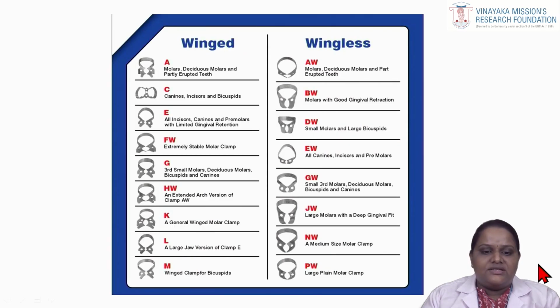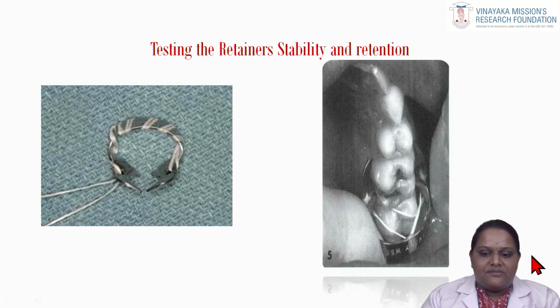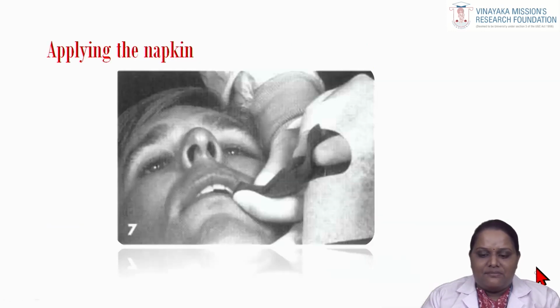As we already saw, there are two types of clamps: the winged and the wingless clamp, and there are different sizes available for different teeth. Make sure you select the proper size of the clamp for a better fit and to prevent injury of the gingiva. Then test the retainer stability and retention. This is also done once the floss is placed.